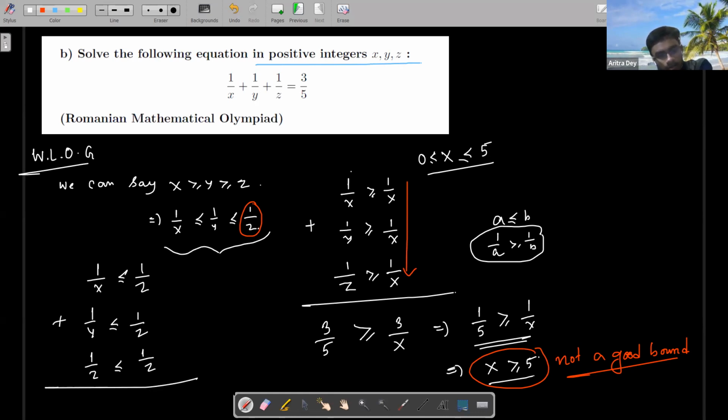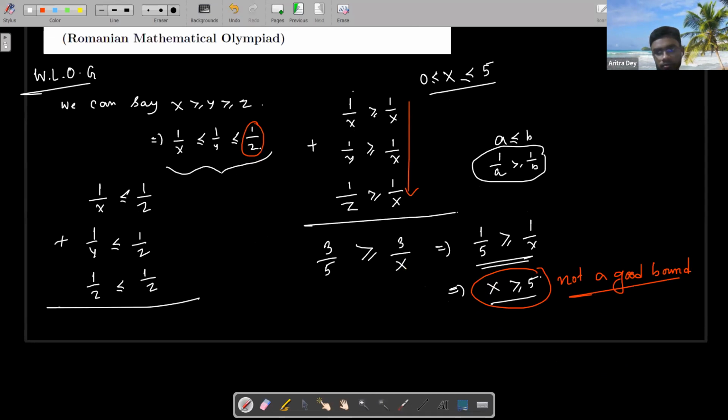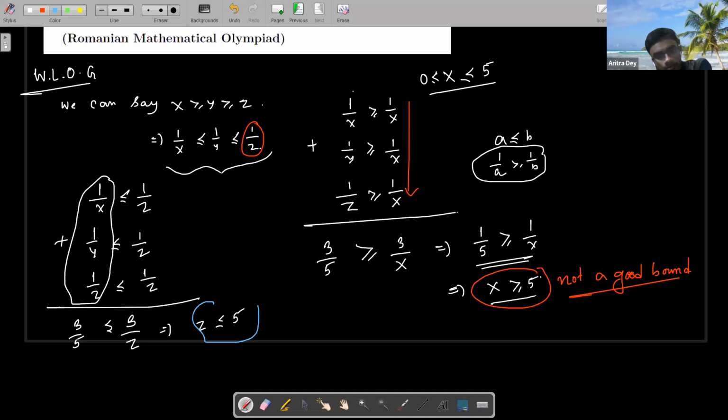Now add up. If you add it, then it will be 3 by 5, because this side sums up to give you 3 by 5. This is lesser than 3 by z. Then it is giving z is lesser than 5. Now it is a good bound, because it gives you an upper bound. So you can certainly say that z is greater than 0 and lesser than 5.